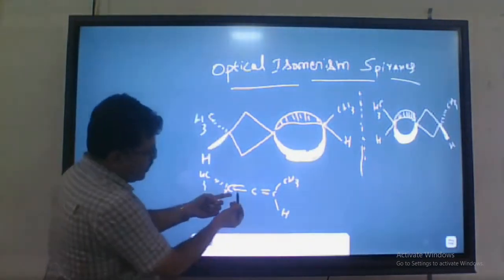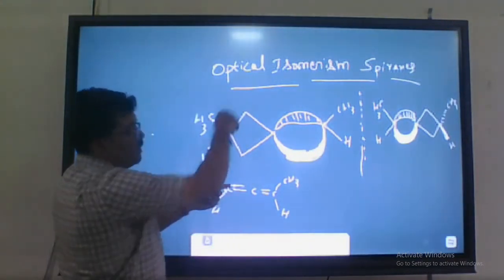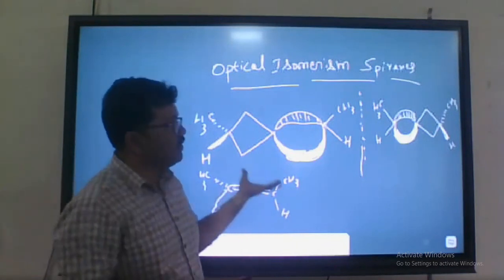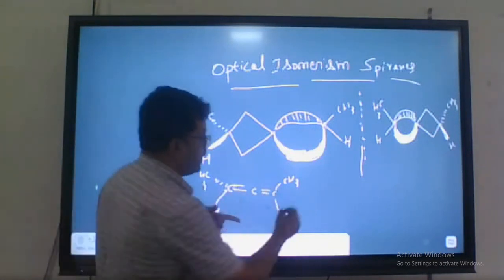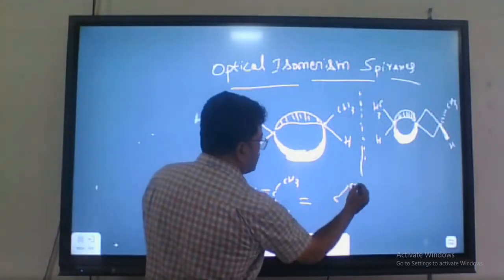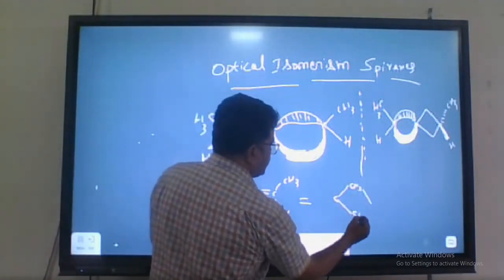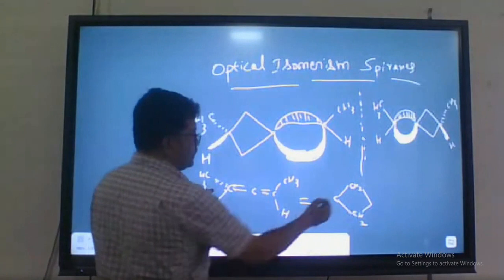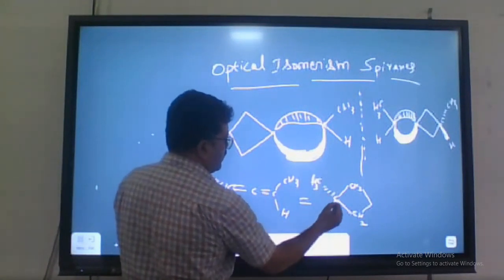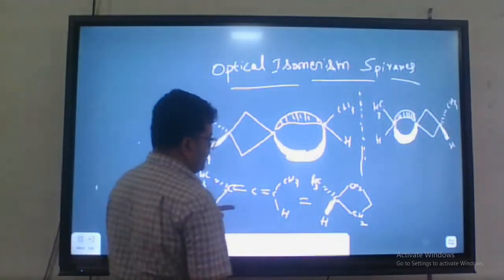Here, one of the double bonds is replaced by a ring. Just replace one double bond with a ring. So replace the double bond with a ring, this CH2, this CH2. This one is below the plane and this one is above the plane.